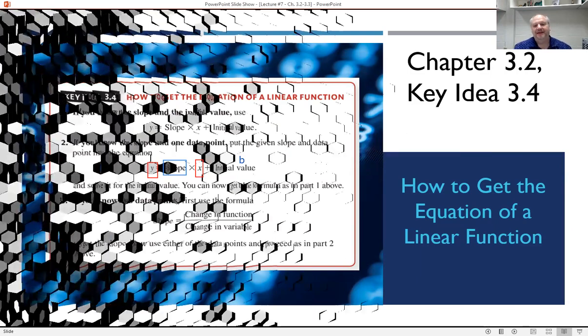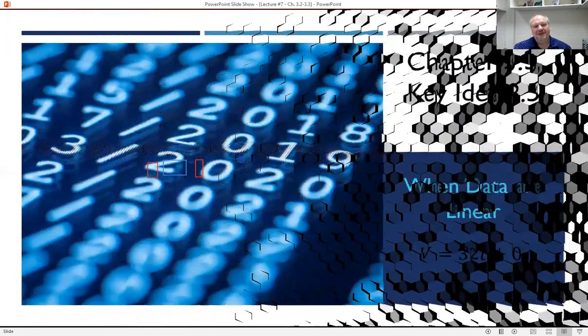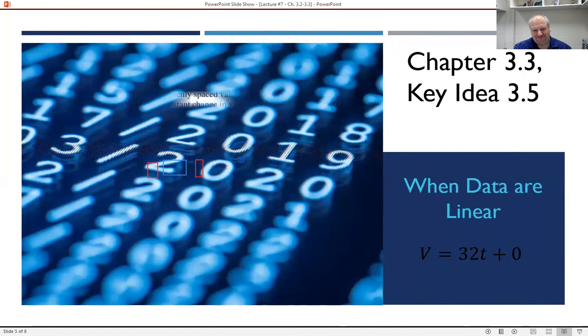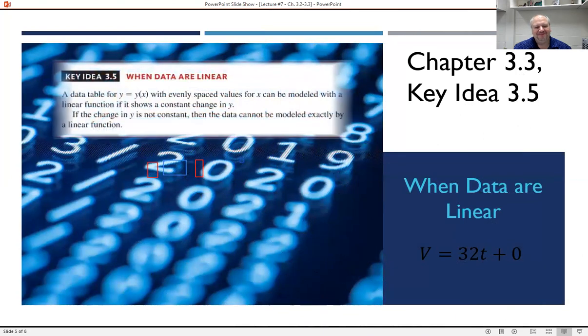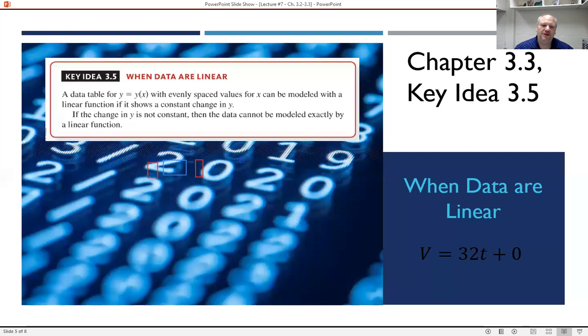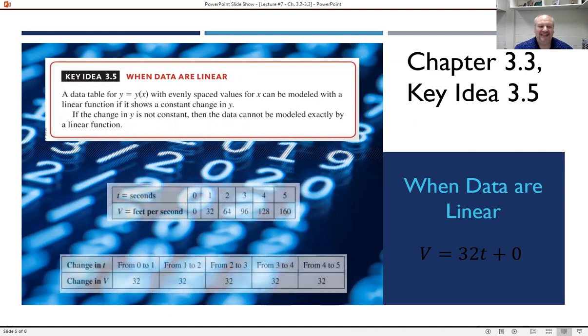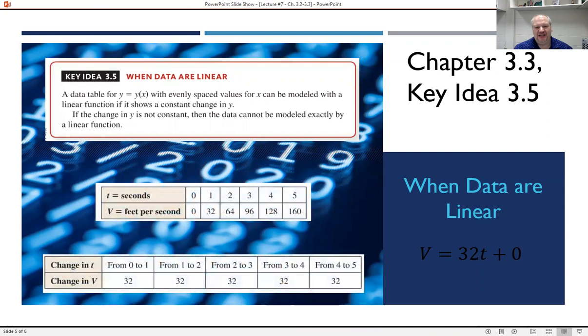So let's jump in with an example. Oh, well, before we do an example, there is one other little key idea. Let's read through that. When data are linear, a data table for y with evenly spaced values for x can be modeled with a linear function if it shows a constant change in y. If it does not show a constant change, then you cannot model it exactly by a linear function.